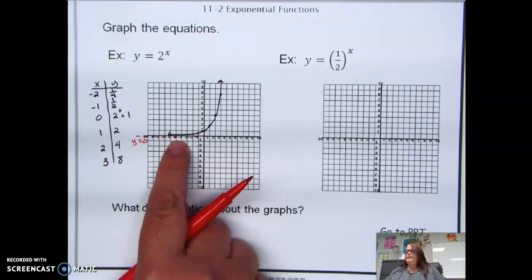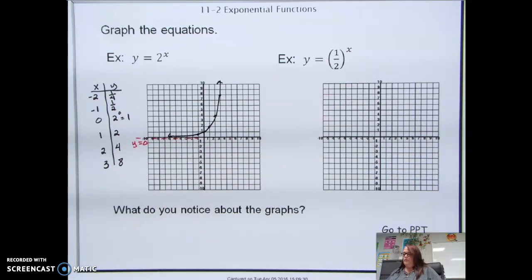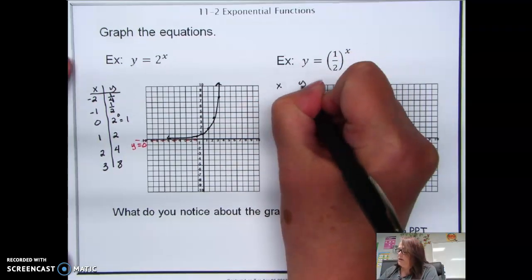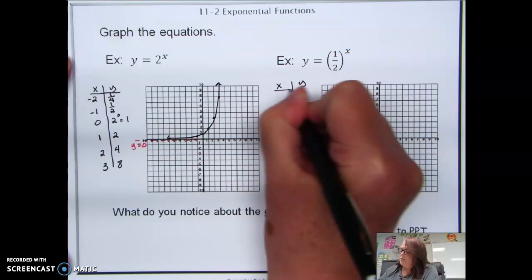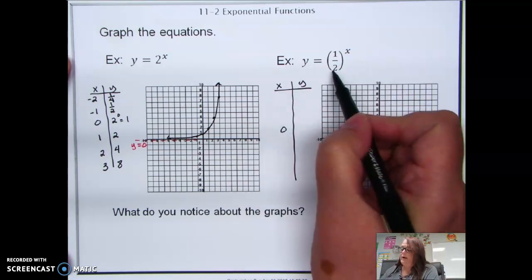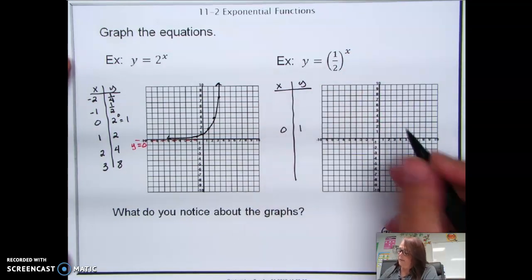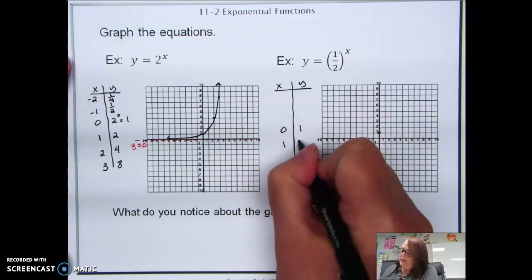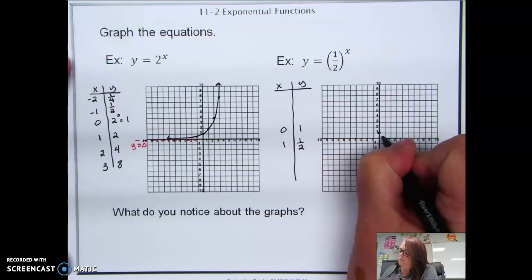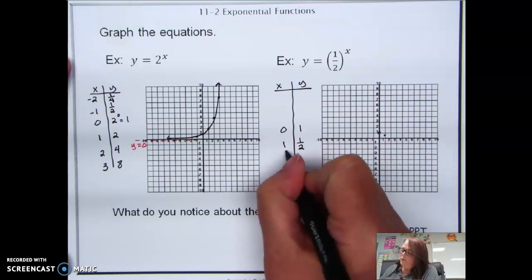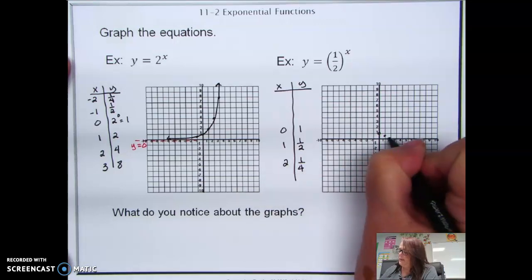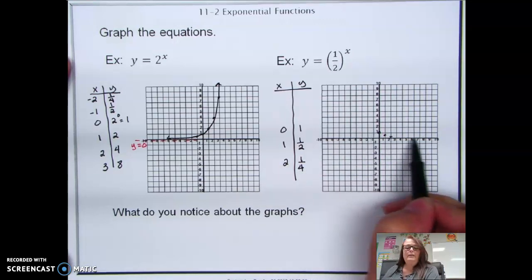All right, so when we take a look at the next graph, where 1/2 is my base instead of 2, let's do an XY chart. So if I start with 0, again, any number to the 0 power is 1. Then if I do the first power, 1/2 to the first is 1/2 or 0.5. And 1/2 to the second power is 1/4, right? So I can see what's happening to the right.